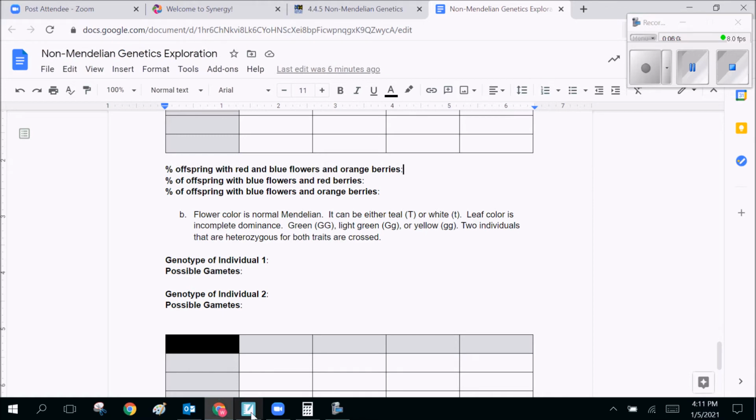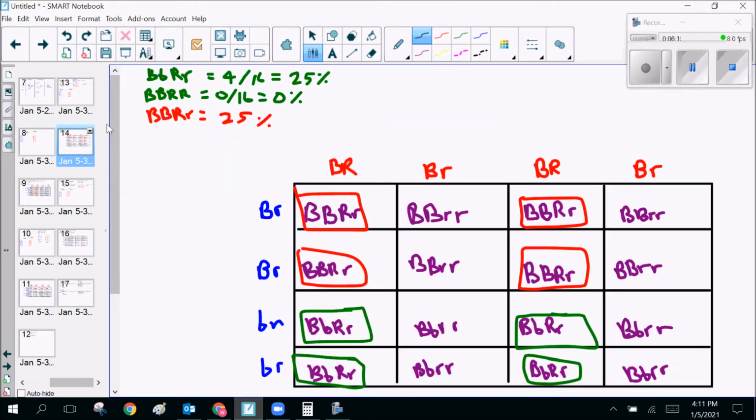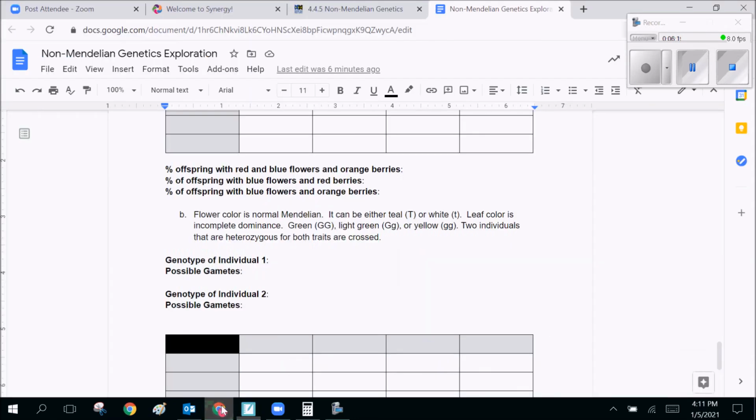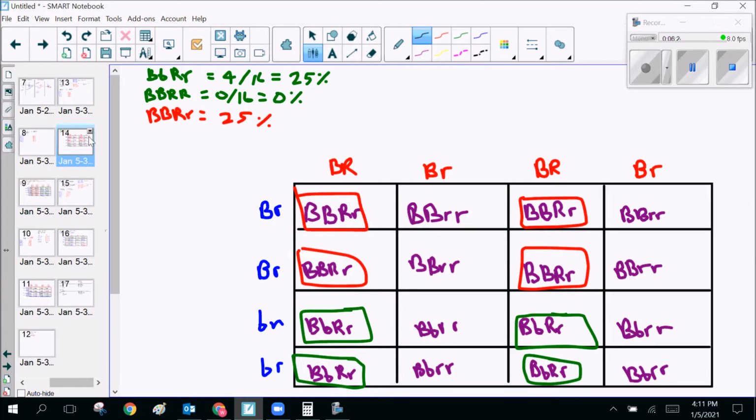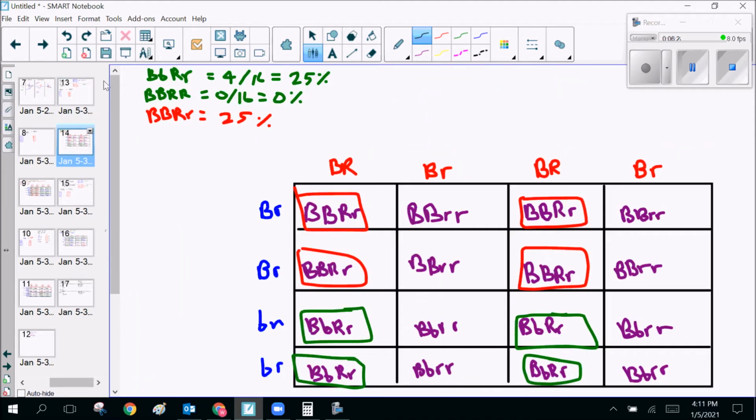Now, let's go back. The only way to get red and blue flowers is to have a capital B, lowercase b. So we're looking for an individual with a capital B, lowercase b. And then it asks us for orange berries, excuse me. So the only way to get orange berries, if we look back here, is to have a capital R, lowercase r. So we're looking for an individual with a capital B, lowercase b, capital R, lowercase r. So we're literally going to go through and find and circle or highlight all of those individuals that match this profile.